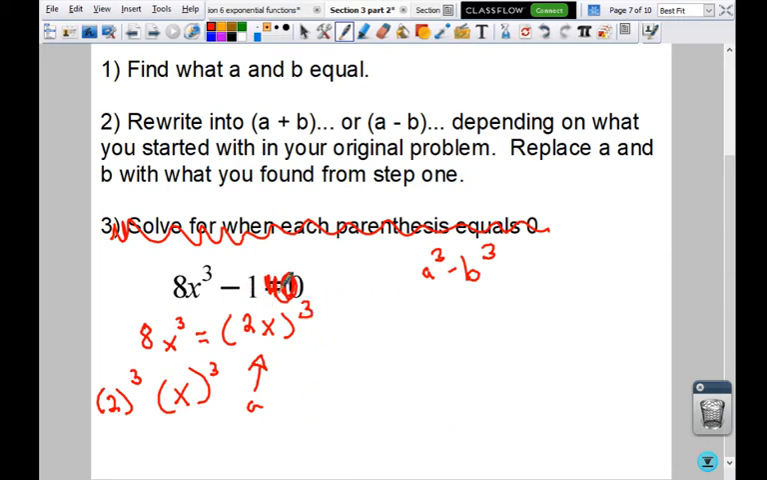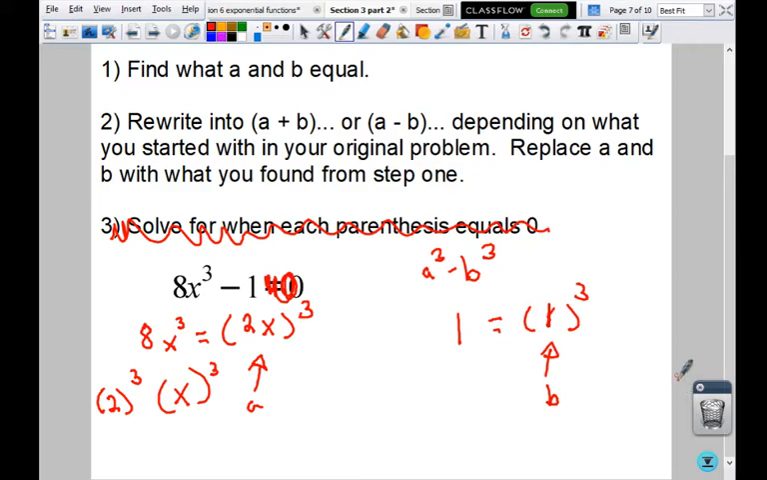For the second one, this minus 1 right here, I need to change 1 to be something in parentheses to the third. It still equals 1. What can I put in? How could I rewrite 1 to be something to the third? 1. That part's easy. 1 to the third. So 1 is my b.